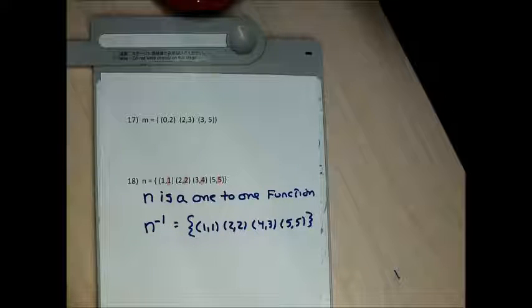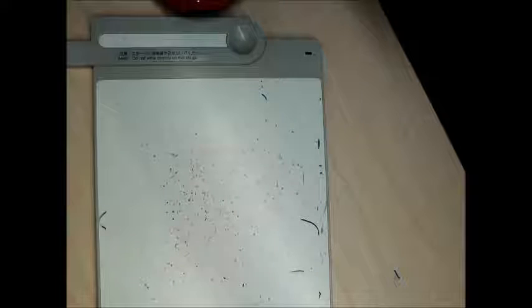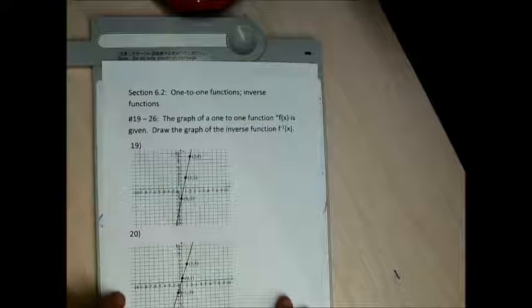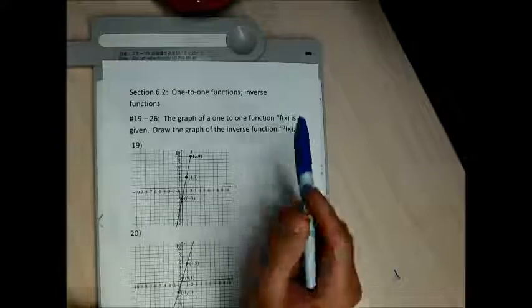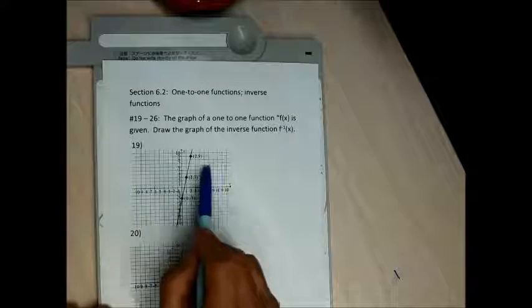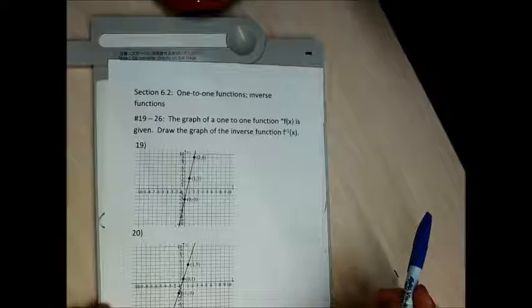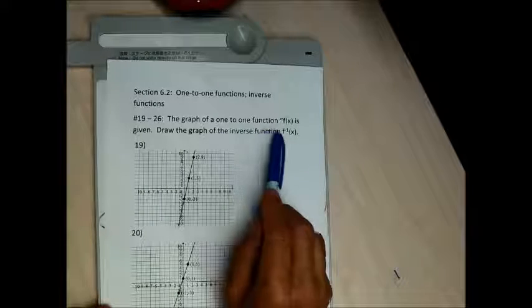The next bank is just as easy, but a little bit more work. So in each of the problems between 19 and 26, I give you the graph of a 1-to-1 function, meaning the graphs pass the horizontal line test. I'm asked to draw the graph of the inverse function.